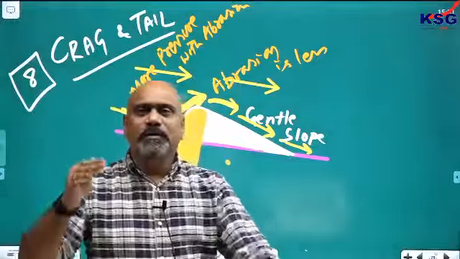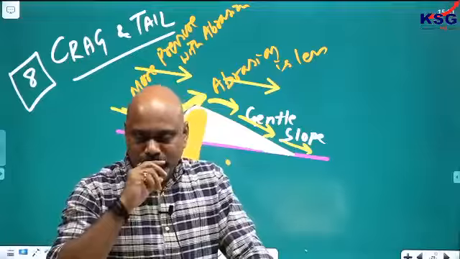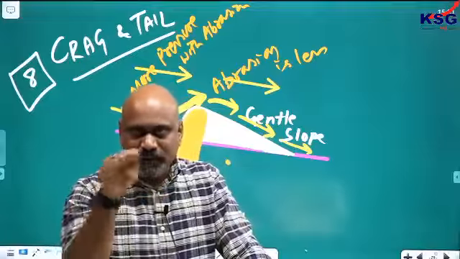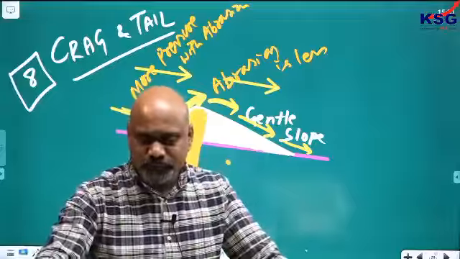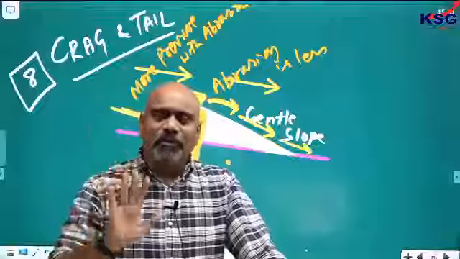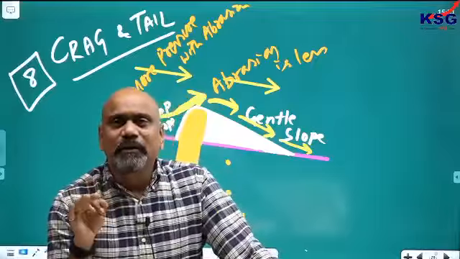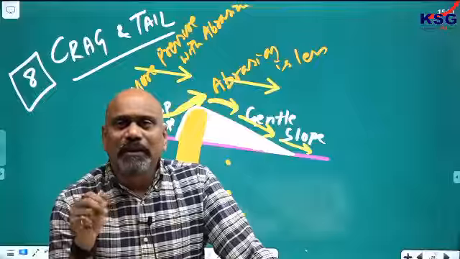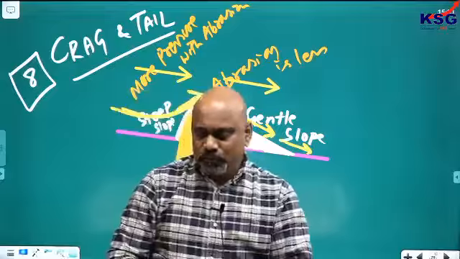Spur, you got it? Rounded peak. Rounded part, spur. Arete, sharp edge. Boulder clay, glacial till, I'll come to this. Moraine, glacial till, we will do tomorrow. Esker, drumlin, kame terraces, kame, outwash plain, so many things are there. We'll do them.